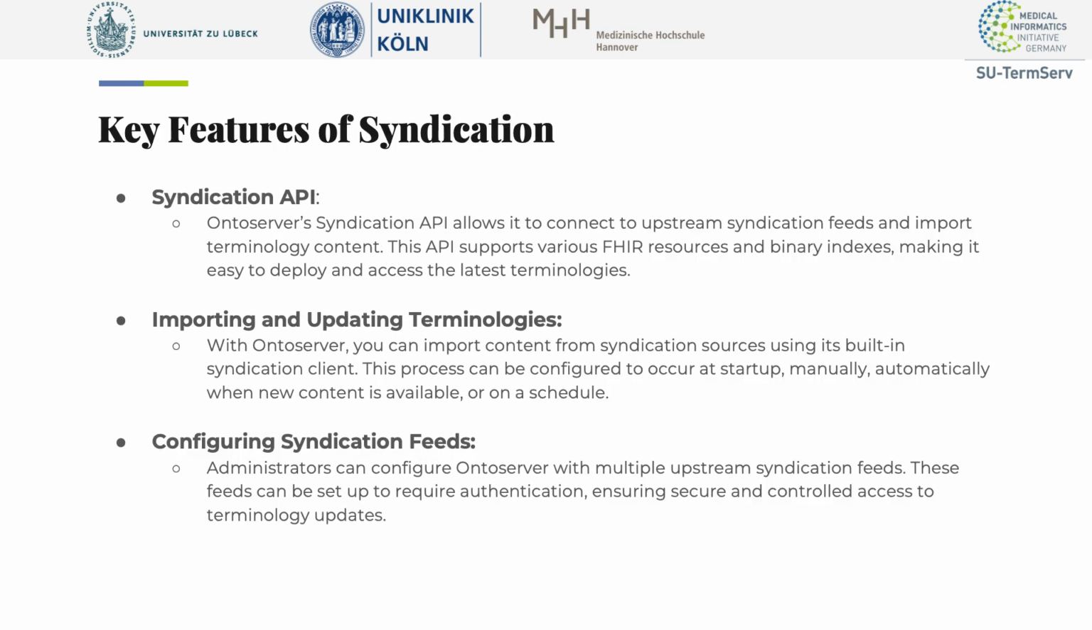Ontoserver's syndication API allows seamless connection to upstream feeds, enabling the import and updating of terminology content. It ensures that all connected systems have consistent and accurate data, reducing the risk of errors and discrepancies. It also automates the process of updating terminologies, significantly reducing the administrative burden on healthcare providers and IT staff. Now, why is syndication so important?